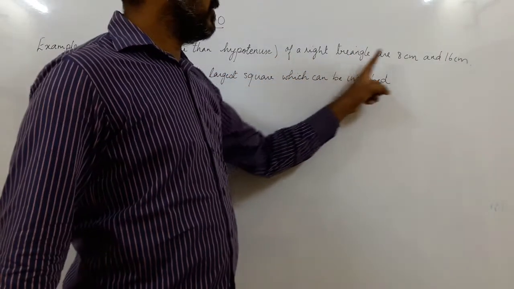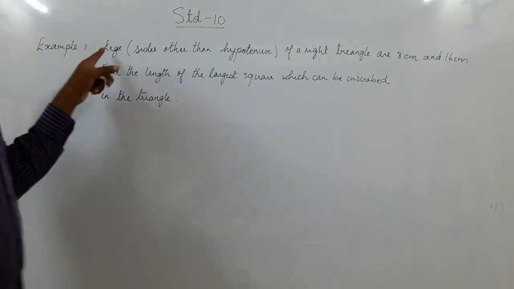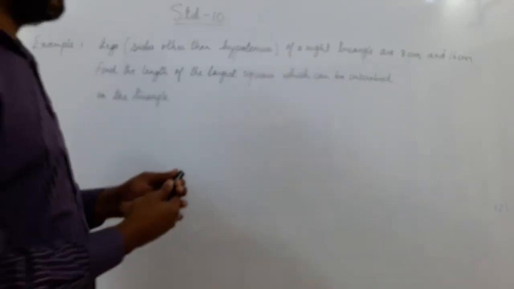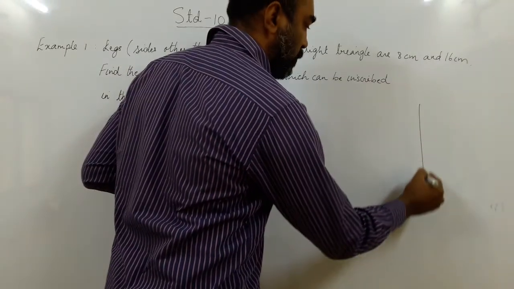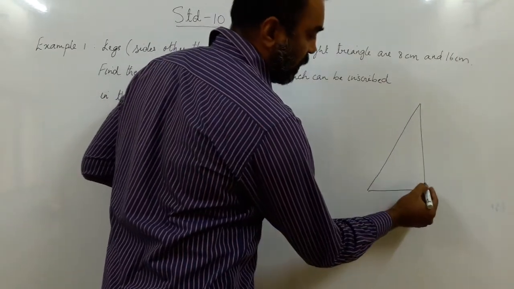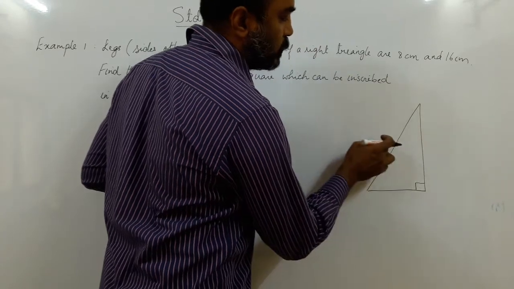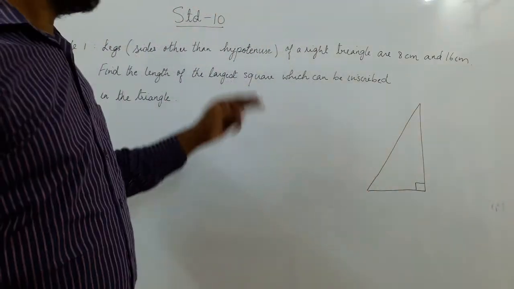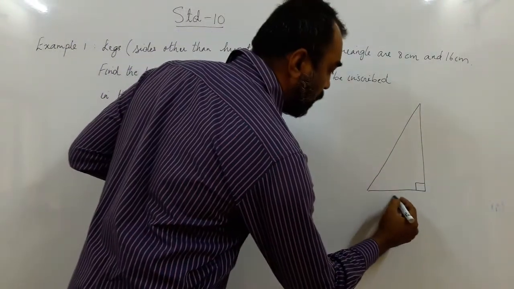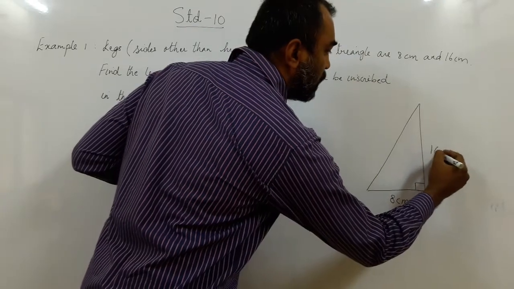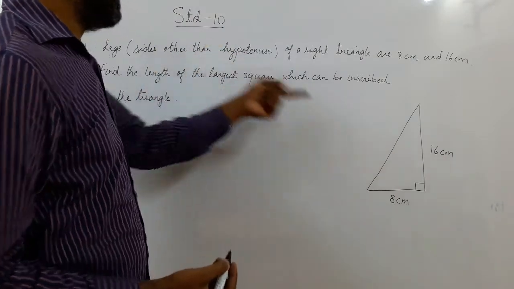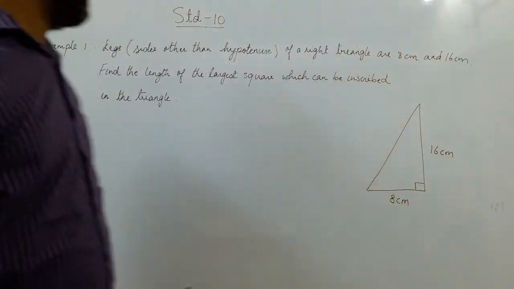Legs of a right triangle are 8 cm and 16 cm. What do legs mean? Legs mean sides other than the hypotenuse. In a right angle triangle we have 3 sides. If this is the right angle, then the side opposite to the right angle is called the hypotenuse. Other than the hypotenuse, the other two sides are the legs. The smaller side is 8 cm and the bigger side is 16 cm. So this is the question given.